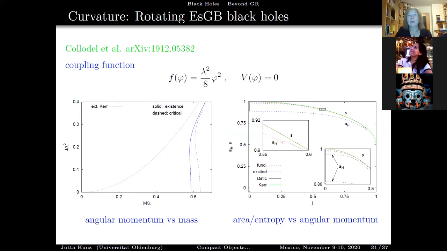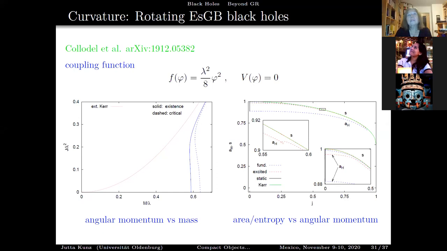One can of course look at different coupling constants and different coupling functions, and this was the one that was giving the stable static black holes and probably therefore also the stable rotating black holes. This is now putting just the simplest coupling function with a phi square into rotation.